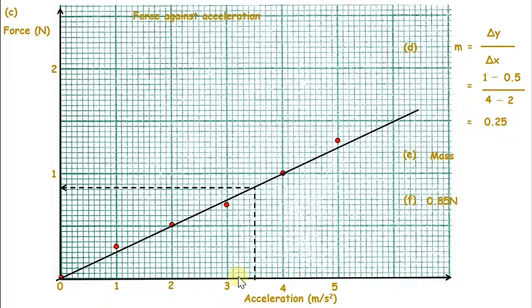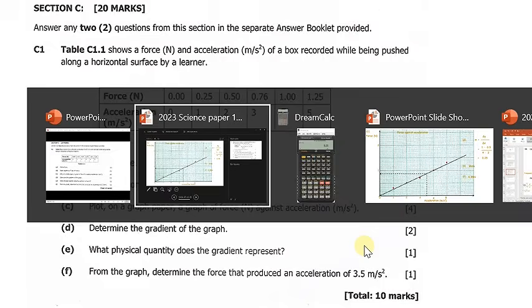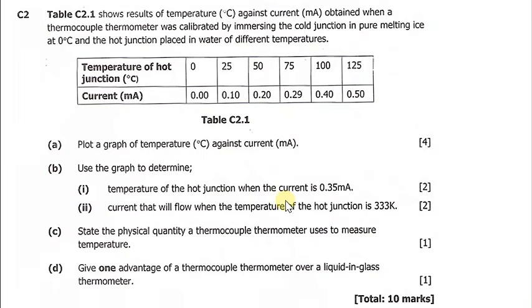Then let's see if we are done. I think we are done. So we can go to the next one, which is C2. Says table C2.1 shows result of temperature in degrees Celsius against current in millimeter amps obtained when a thermocouple thermometer was calibrated by immersing the cold junction in pure melting ice at 0 degrees Celsius, and the hot junction placed in water of different temperatures. So this is the result on this table here.